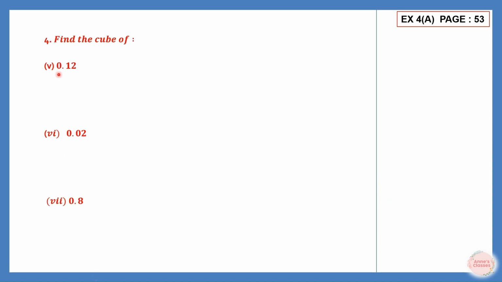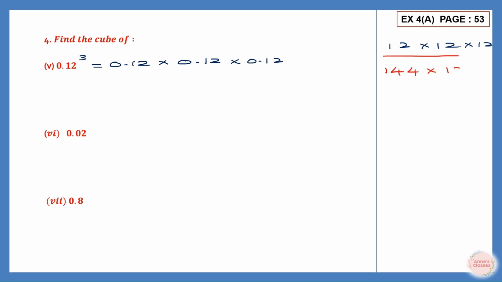Question 5. Again, find the cube of 0.12. So the cube of 0.12 is 0.12 into 0.12 into 0.12. So let's ignore the point and multiply 12 into 12 into 12. So we know 12 into 12 is 144. Now we multiply that by 12, which is 1728.